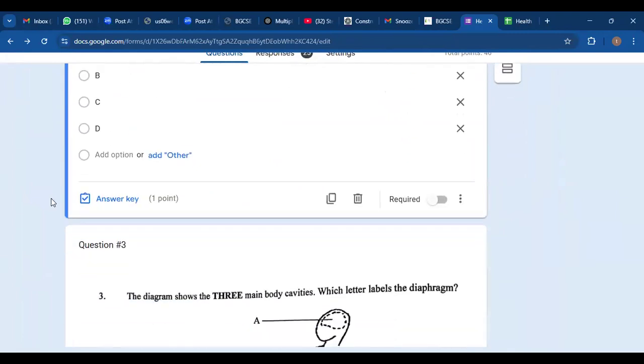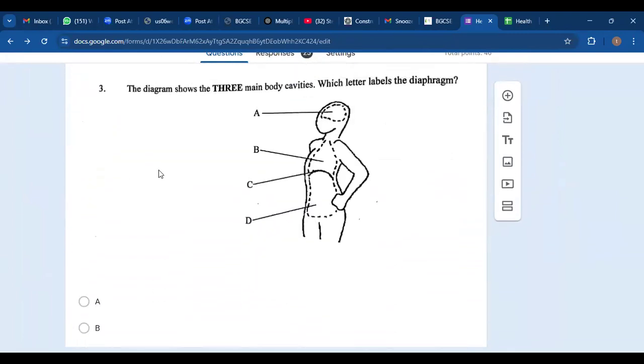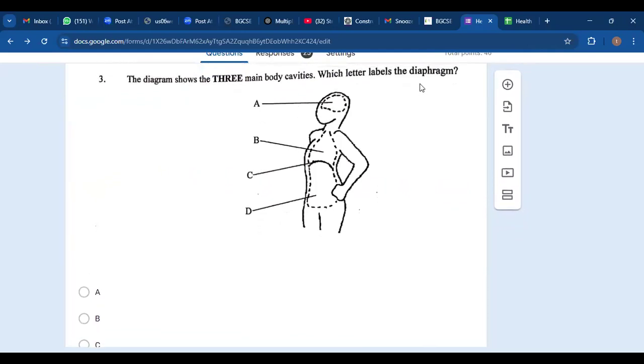Number 3, the diagram shows 3 main body cavities. Which letter labels the diaphragm? C. You sure it's not D? It's C. Yeah, it's the diaphragm. How do you know it's a diaphragm?